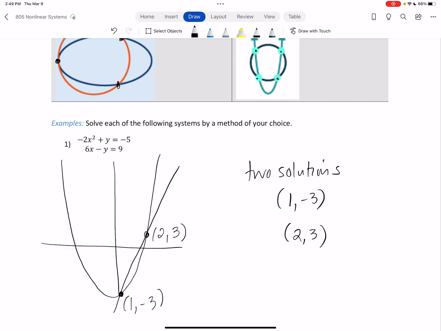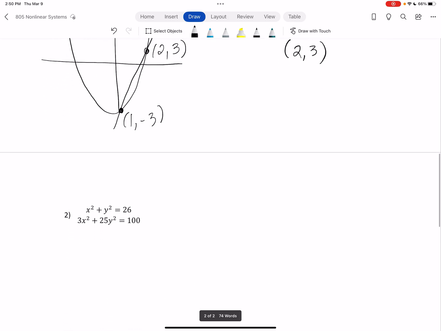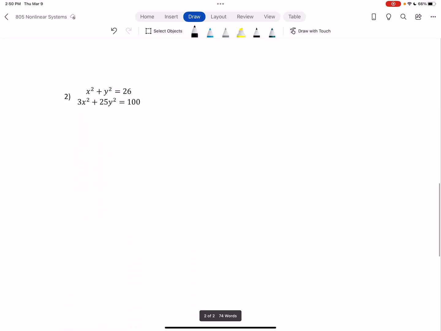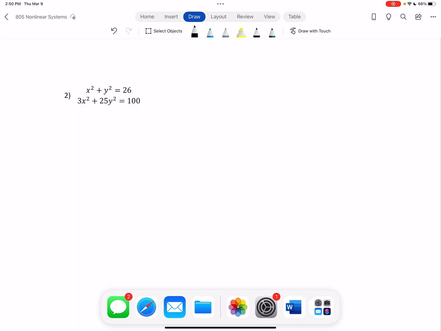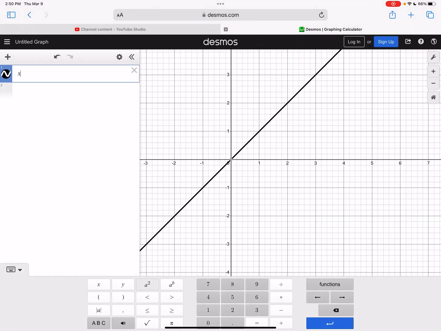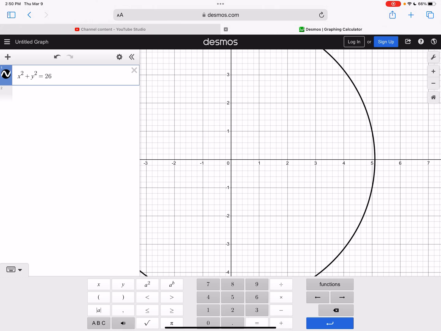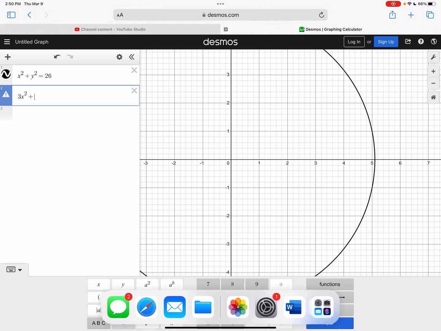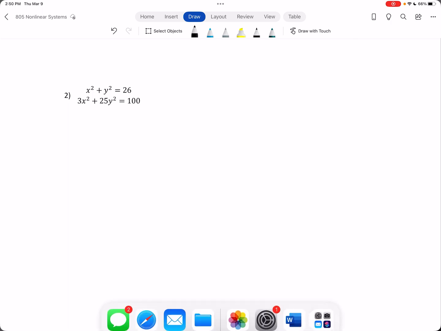The nice part about Desmos is that it just graphs these without having to solve for y. You don't have to think about how the parabola got moved. Okay, here's another one. X squared plus y squared is 26, and 3x squared plus 25y squared is 100. It turns out that these are like a circle and an ellipse. So again, I'm just going to put those in my Desmos.